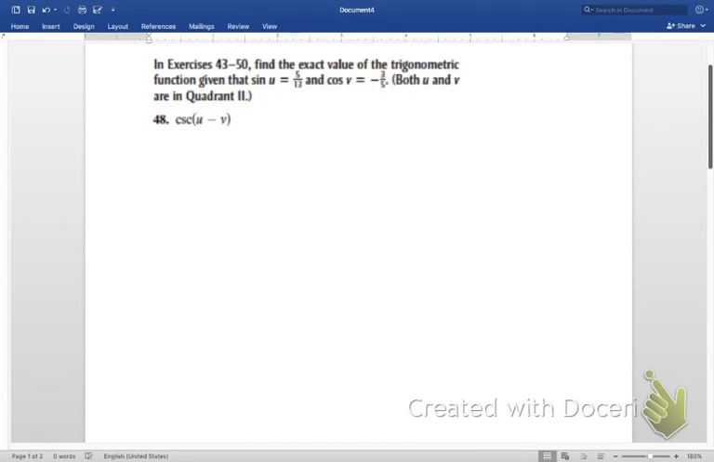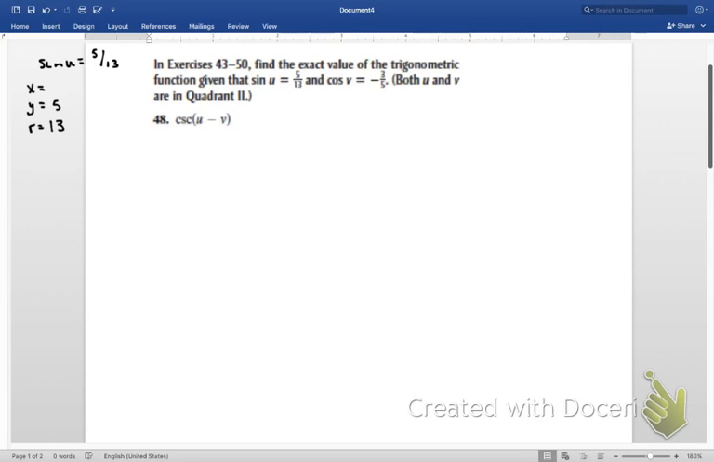Alright, on 48 you have cosecant. So first thing I want to do is, I still need to find all of my other values. If I have that sine of u is equal to 5 over 13, then I still have x, I still have y, I still have r. So r is 13. Sine is y over r, so it's going to be a 5.